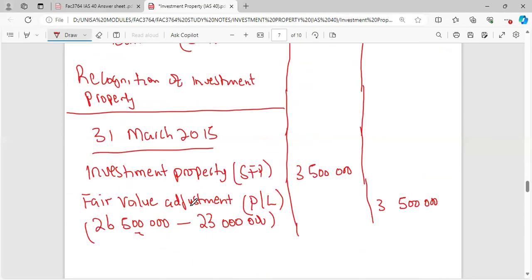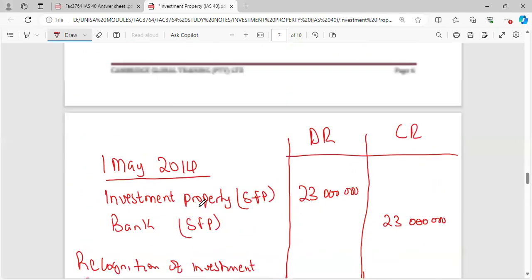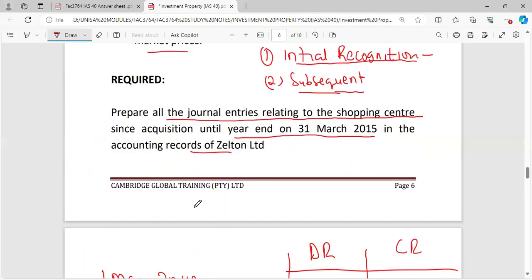How about if it was a PPE? How are we going to record it? Let's say this property was PPE. We can come up with anything on how we can record if it was a PPE asset. Initial measurement and subsequent measurement of a PPE asset.